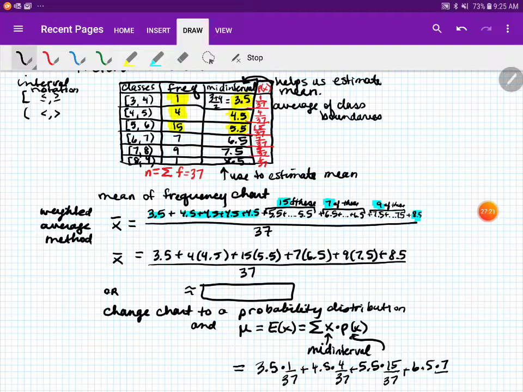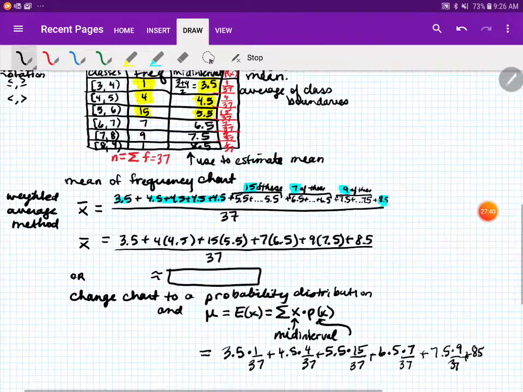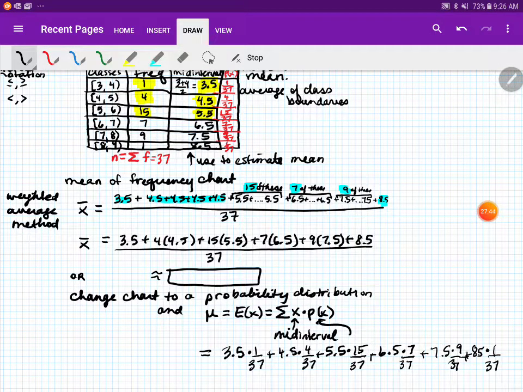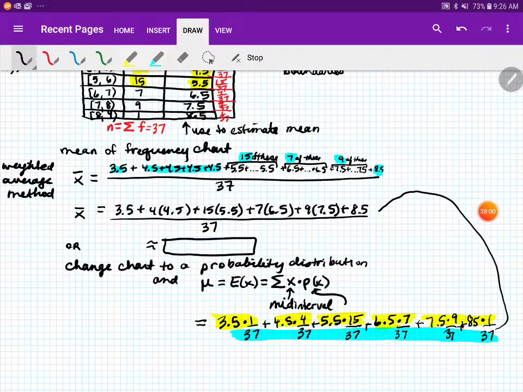And remember, we're just pretending we don't know the data in the class. So we're using the middle to represent all values. And it is an estimate. Plus 7.5 times 9 over 37. Plus 8.5 times 1 over 37. Now if you look at the numerators and then the denominators, it really is the same calculation as this one. It's just a different way to think about it. So whichever way you prefer is fine. Equals.